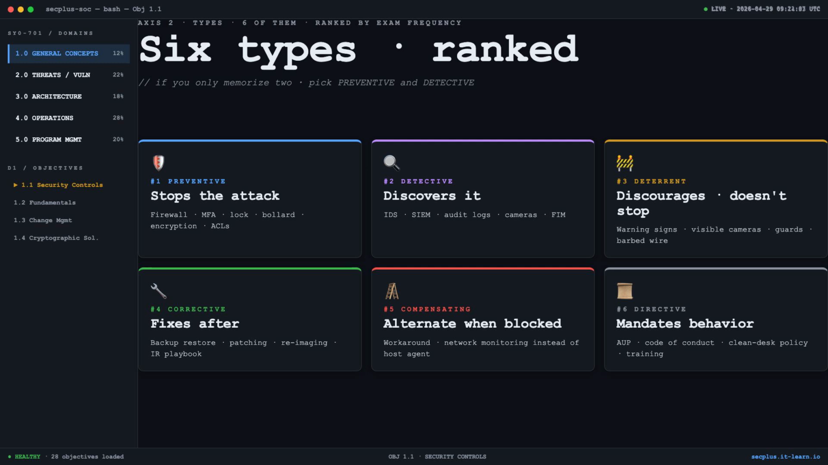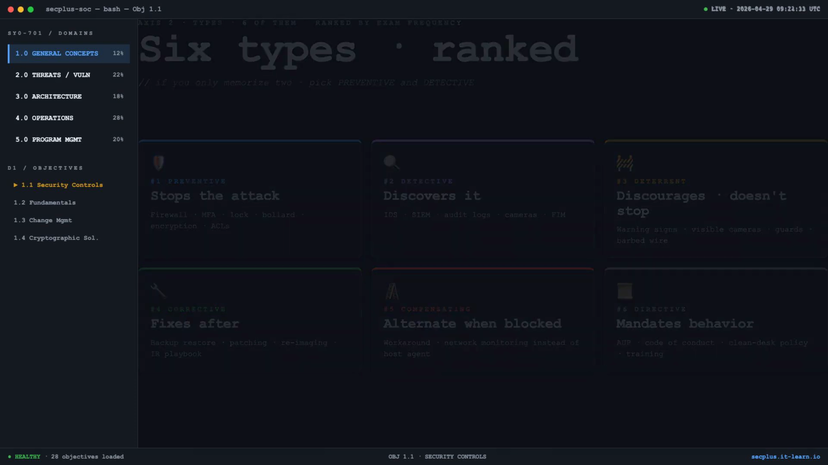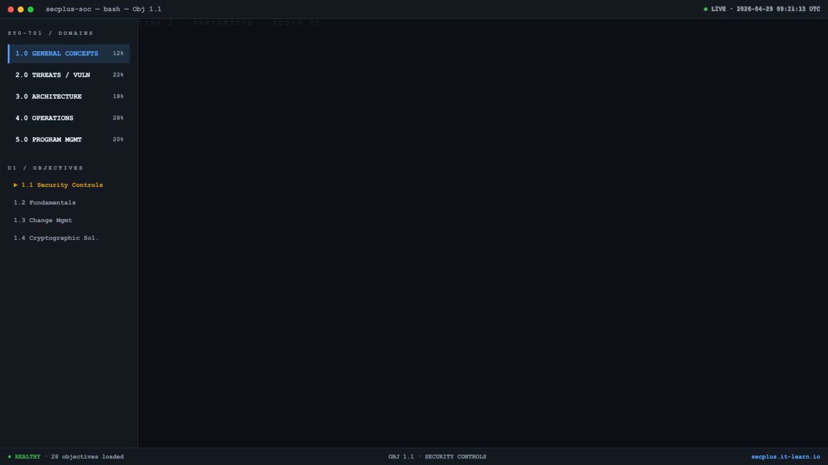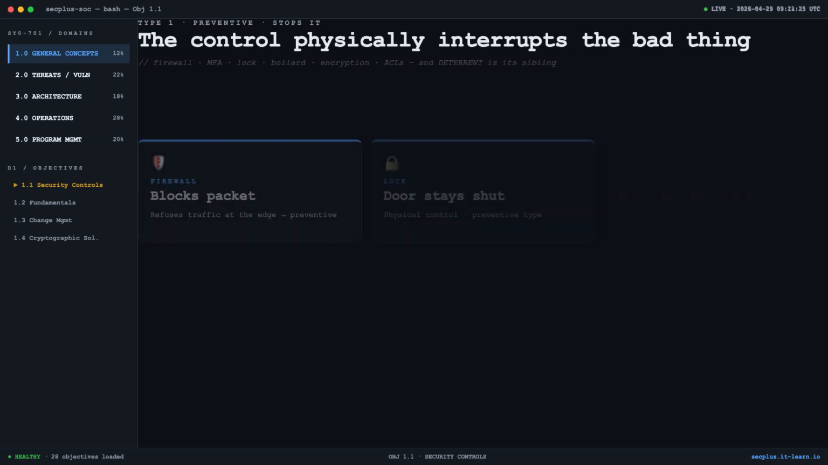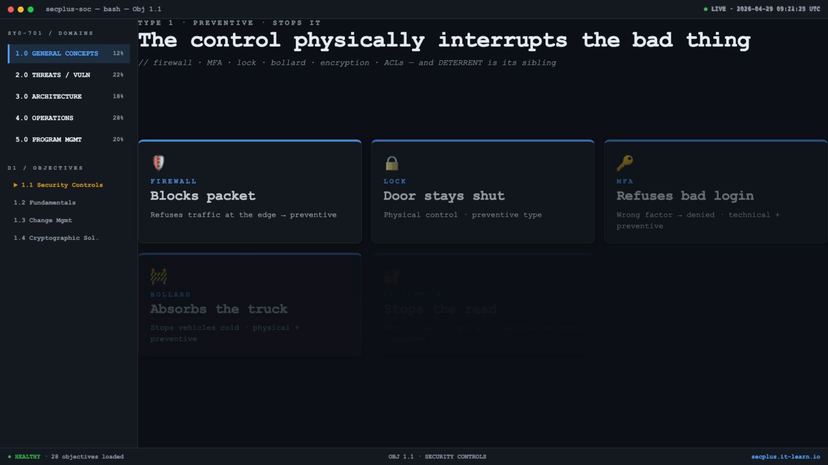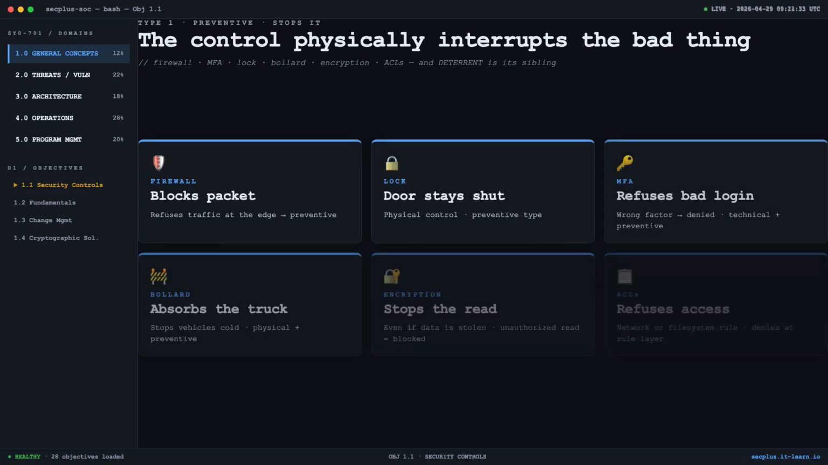The next pair to memorize is preventive and deterrent. That one is its own classic trap. Preventive controls actually stop the attack. The firewall blocks the packet. The lock keeps the door shut. MFA refuses the login. The bollard absorbs the truck. The control physically interrupts the bad thing. Encryption is preventive. It stops unauthorized reading even if the data is stolen. ACLs are preventive. They refuse access at the network or file system layer.